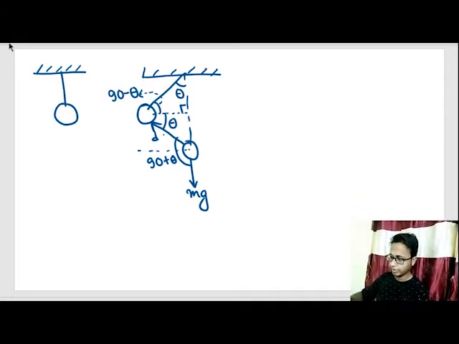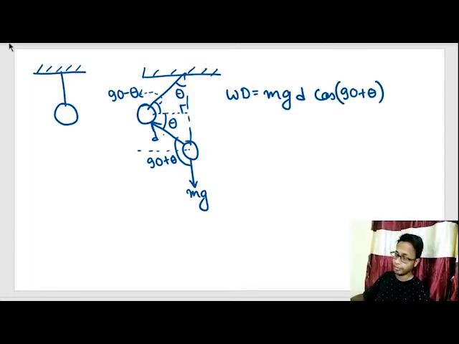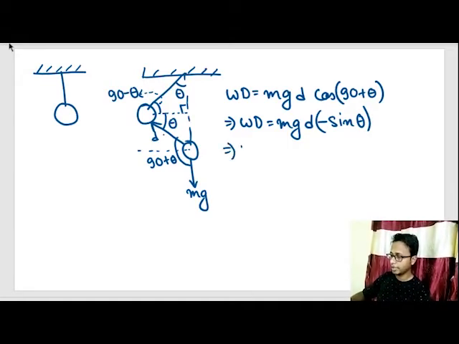So work done against gravity force is equal to mg into displacement d into cos(90 plus theta). In my kinematics lecture, I showed you cos(90 plus theta) is nothing but minus sine theta. Or work done is equal to mg d and minus sine theta. Or work done is equal to minus mg d sine theta.